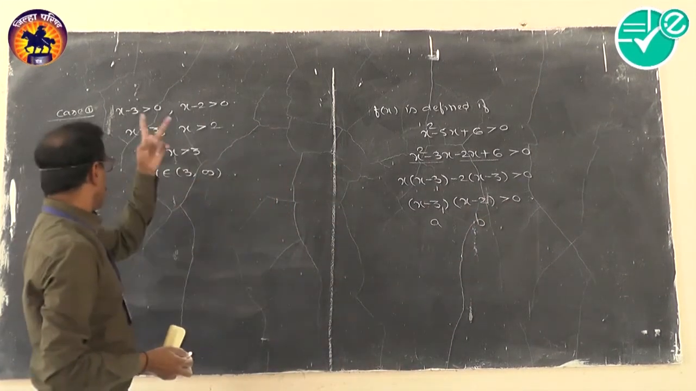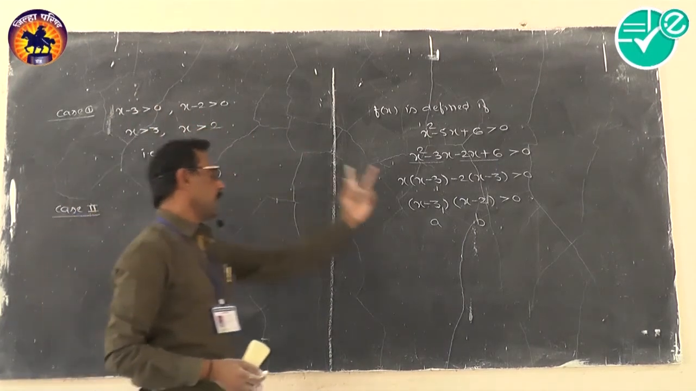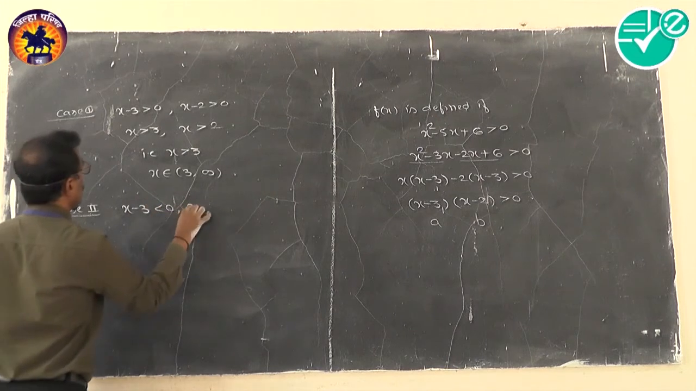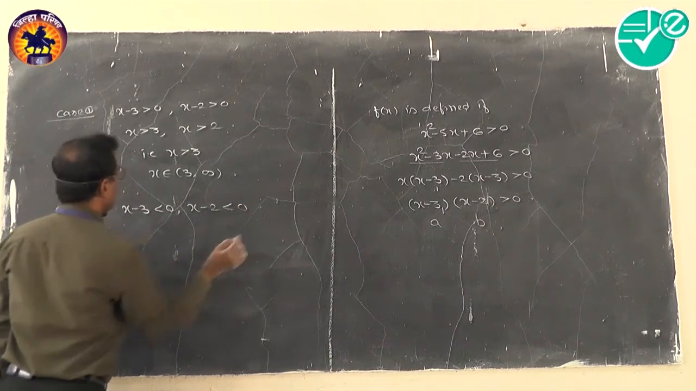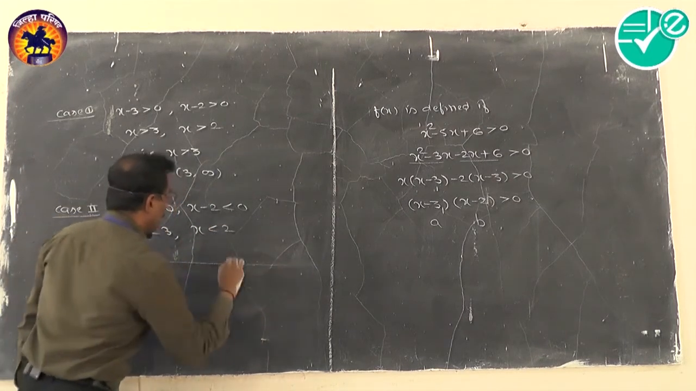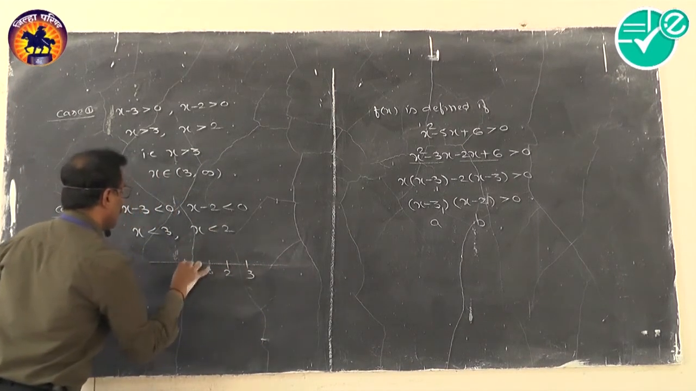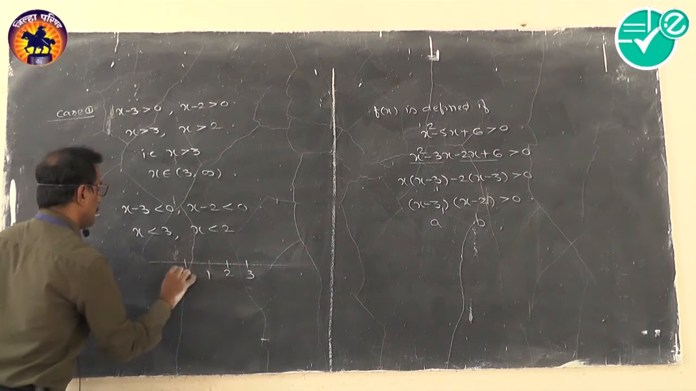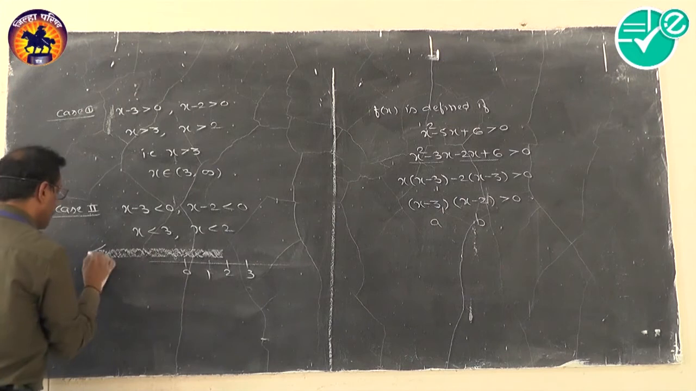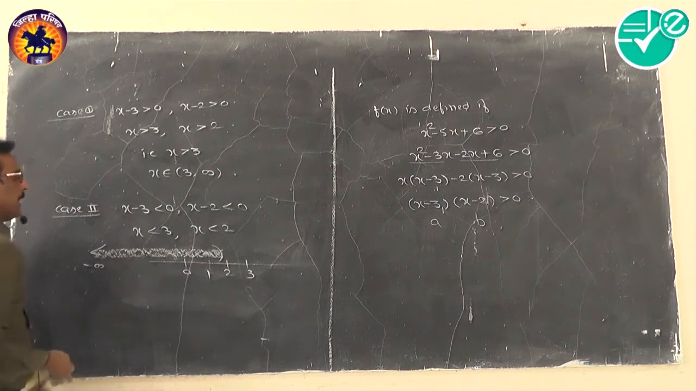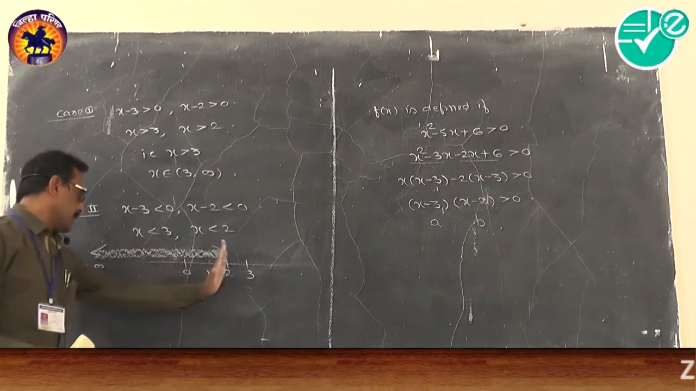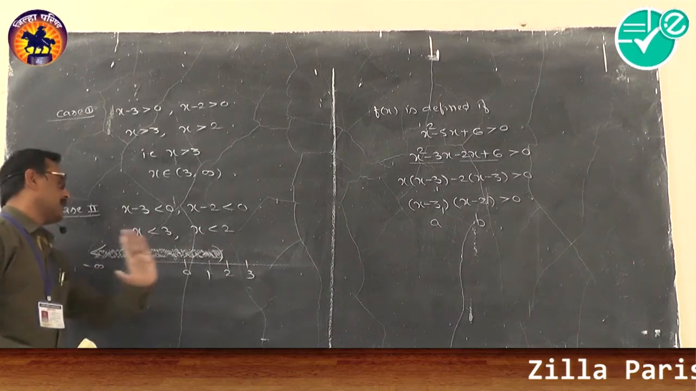If we take the second case, the product of two numbers should be greater than 0. The first case is both are positive. The second case is that both numbers are negative, which means x minus 3 is less than 0 and x minus 2 is less than 0. So x is less than 3 and x is less than 2. How many numbers are there which are less than 3 and less than 2? I think all these infinite numbers, from minus infinity, are less than 3 and all numbers less than 2 are also less than 3.